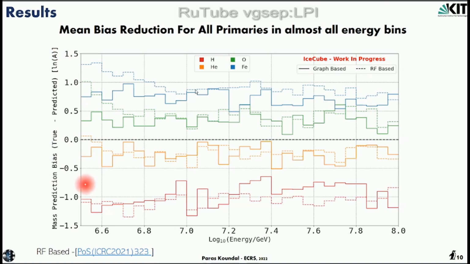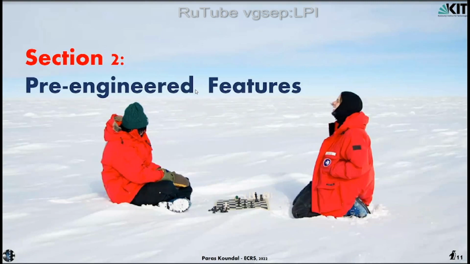On the y-axis, you see the mass prediction bias, and as you can see, over the whole energy range we see an improvement in the bias for all energy bands. And I'm also trying to improve the precision a bit more. Let's quickly jump to the second part, which is pre-engineered features.